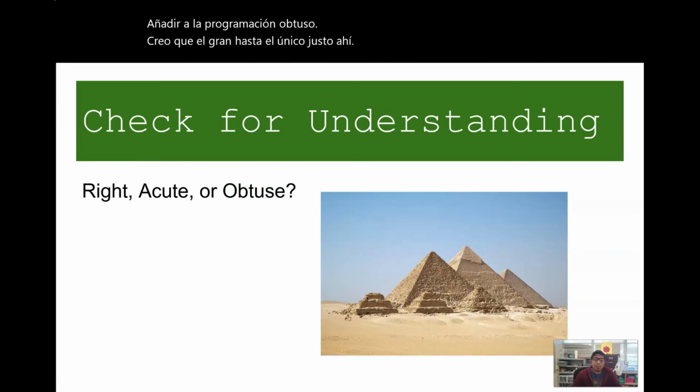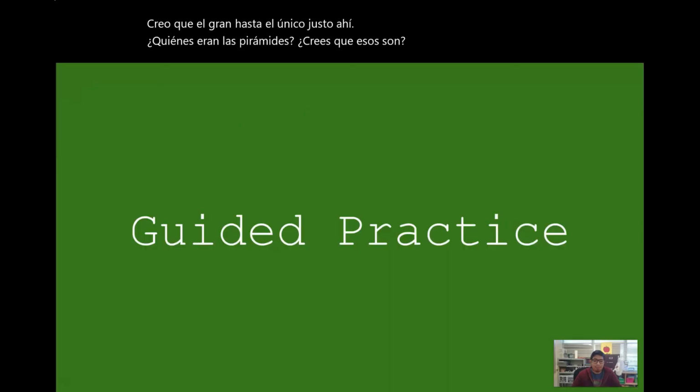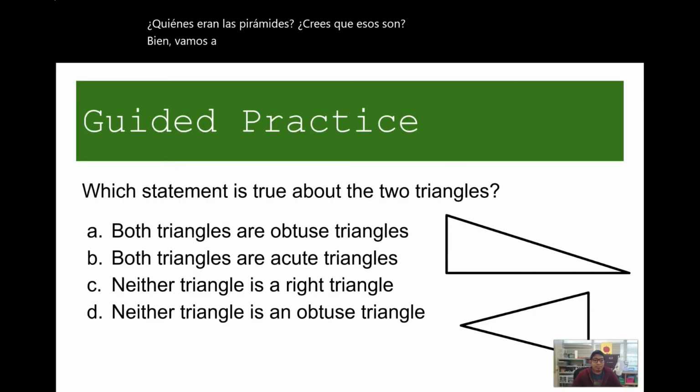Ooh, the pyramids. What do you think those are? Acute. Good job. Okay, we're gonna do some more practice. We're gonna do two more and then that's it.